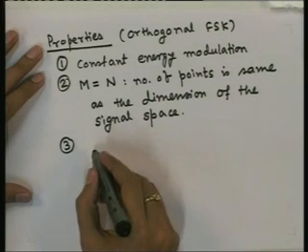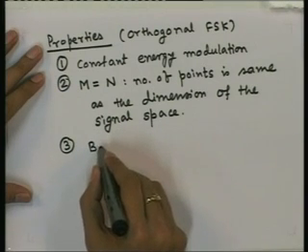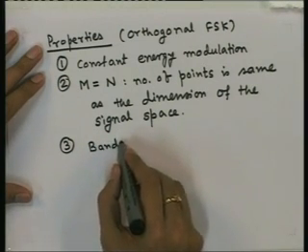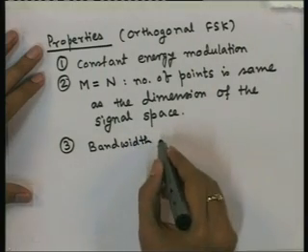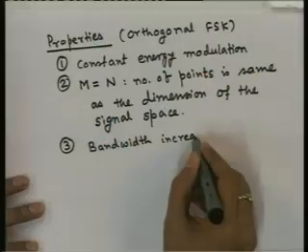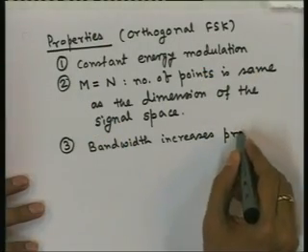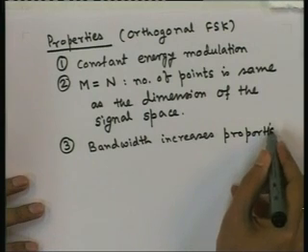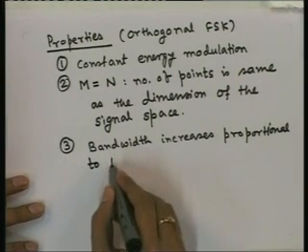Third, what happens to the bandwidth utilization? If we want to increase the number of points in the FSK signal set, what will happen? We need to choose more and more frequencies. So, as a result, we will be using more and more bandwidth. As we increase M, we need to increase the bandwidth also. So, bandwidth increases proportional to M.